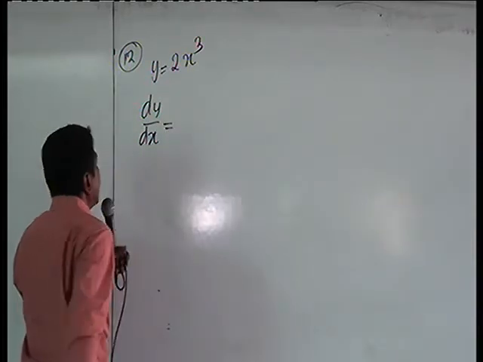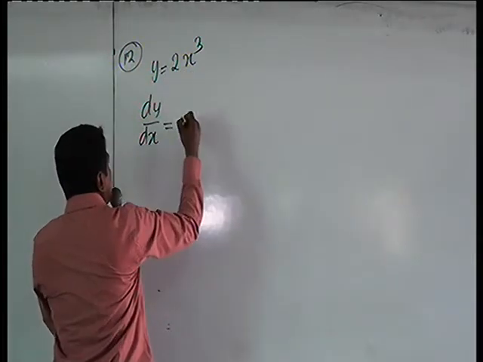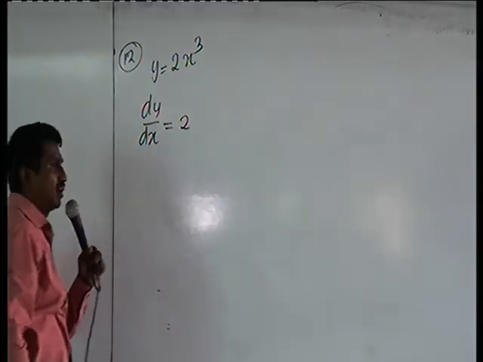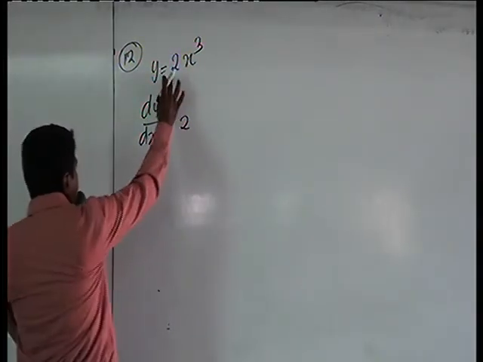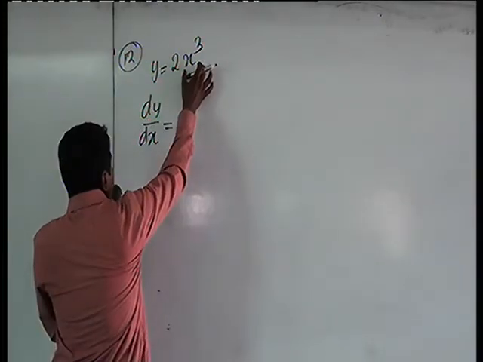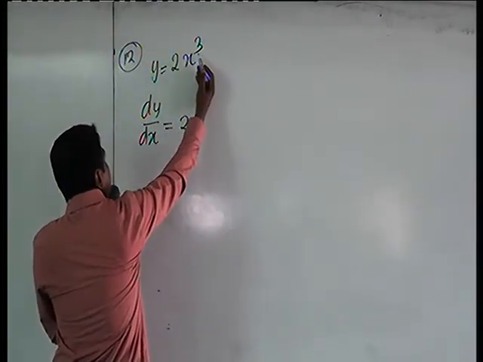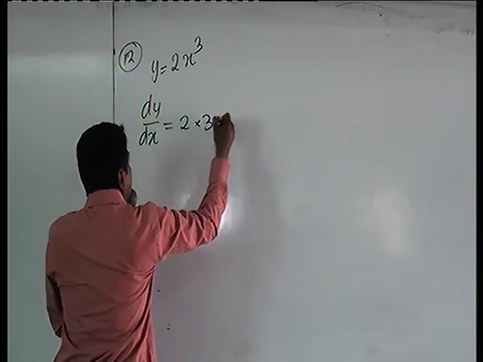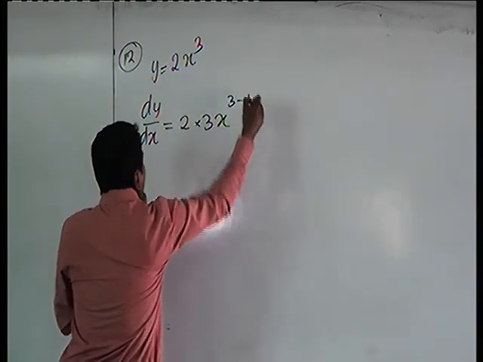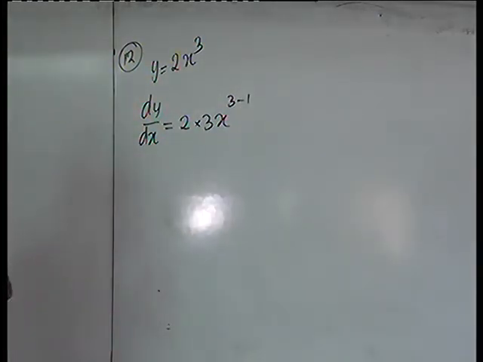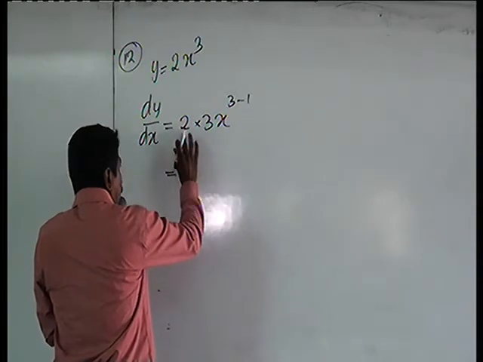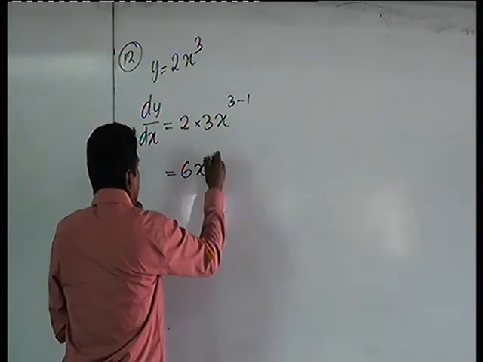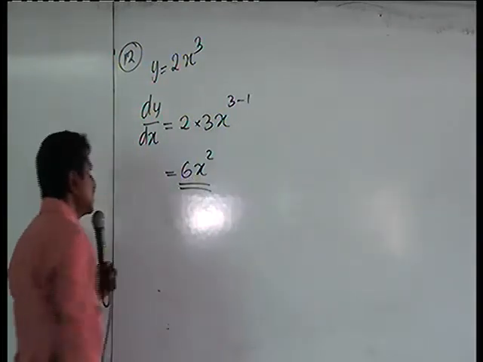Keep the coefficient as it is. Don't do anything to the value of 2. Keep 2 as it is. Differentiate this one. How much is our n? n is equal to 3. So 3x to the power 3 minus 1. Keep 2 as it is. So this becomes 2 into 3 is 6x to the power 2. So the answer is 6x to the power 2.